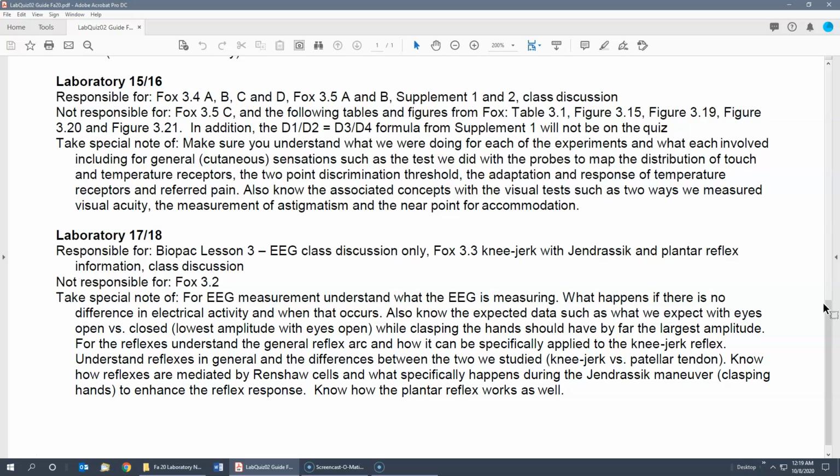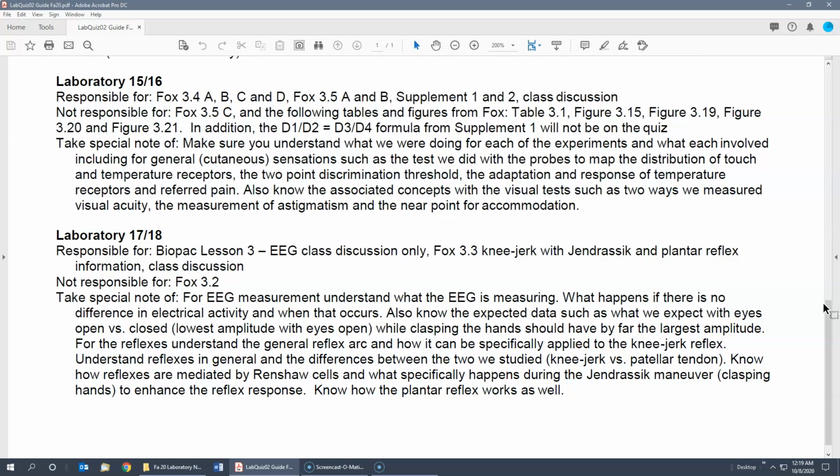How temperature receptors adapt. That was the warm and cold hands in the water and then putting them in the room temperature water, and how the one that was cold felt warm and the one that was warm felt cold, and talking about their adaptation rate and how they respond to changes in temperature, generally speaking. And also the section on referred pain, where we hit the elbow, and some of the components of that.